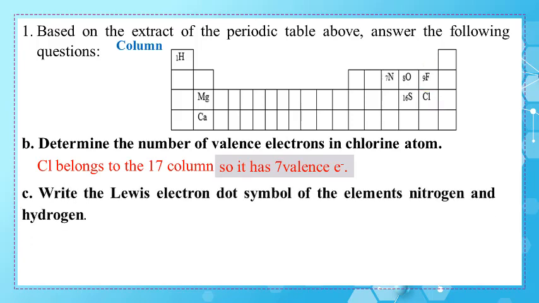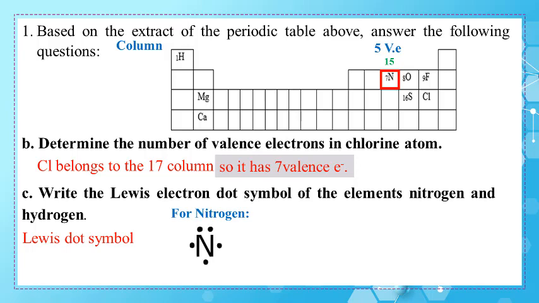Part C. Write the Lewis electron dot symbol of the elements nitrogen and hydrogen. Nitrogen belongs to column 15 in the periodic table, so it has 5 valence electrons. This is the Lewis dot symbol of nitrogen. Hydrogen belongs to column 1 in the periodic table, so it has 1 valence electron. This is the Lewis dot symbol of the hydrogen atom.